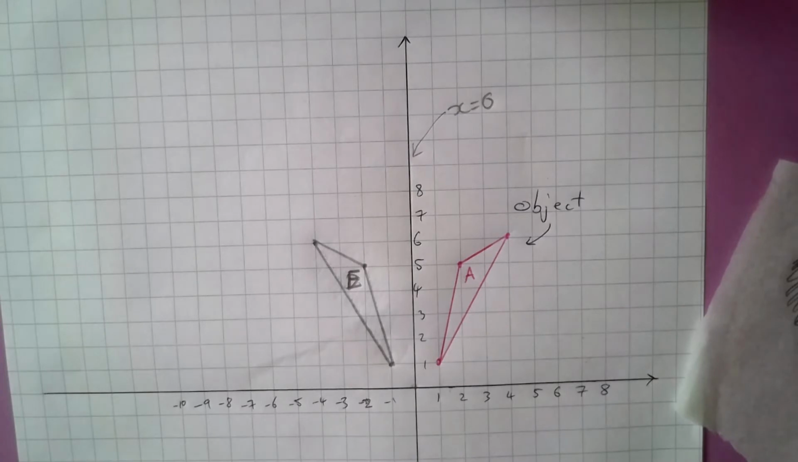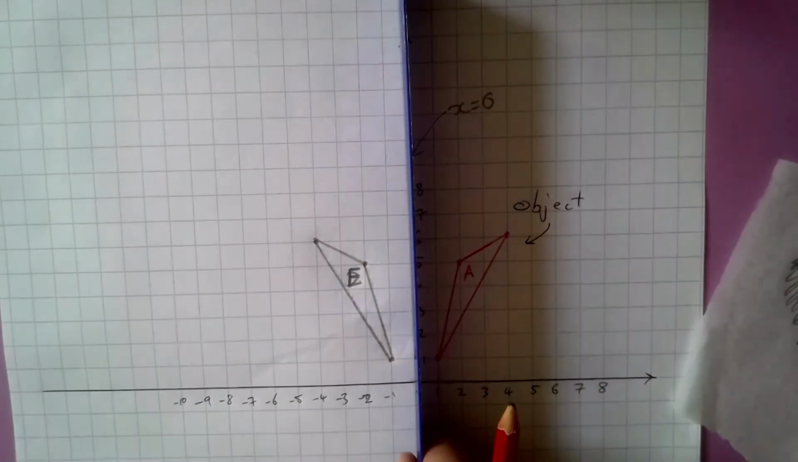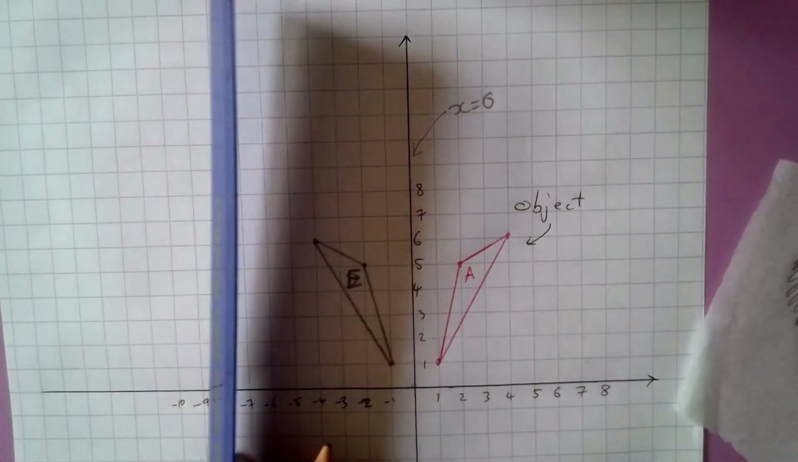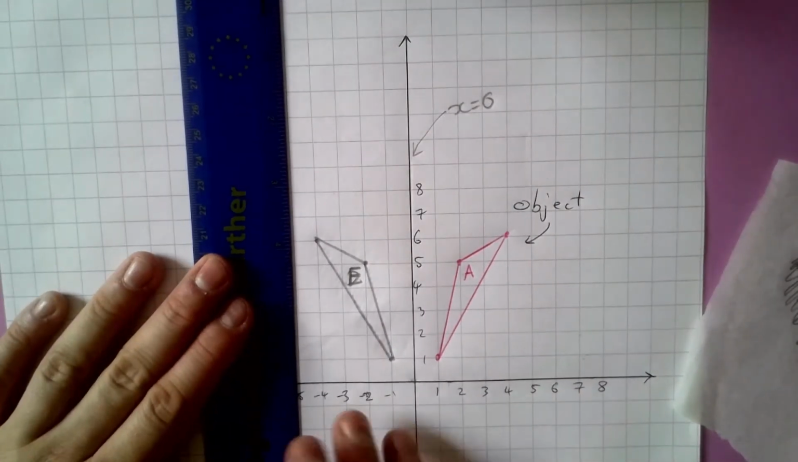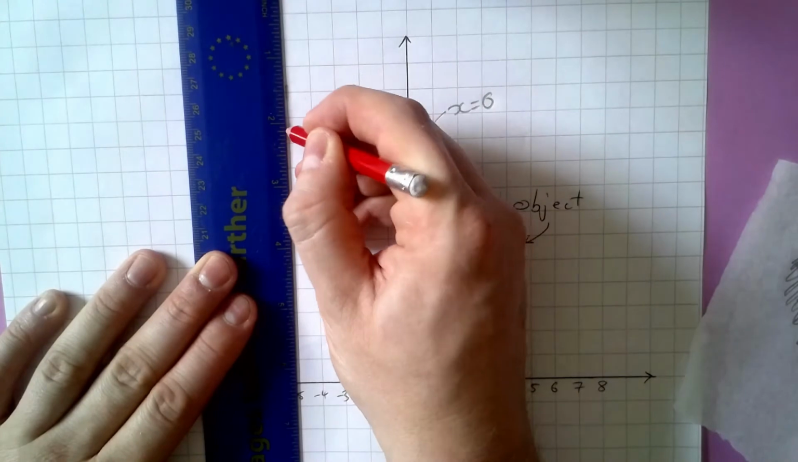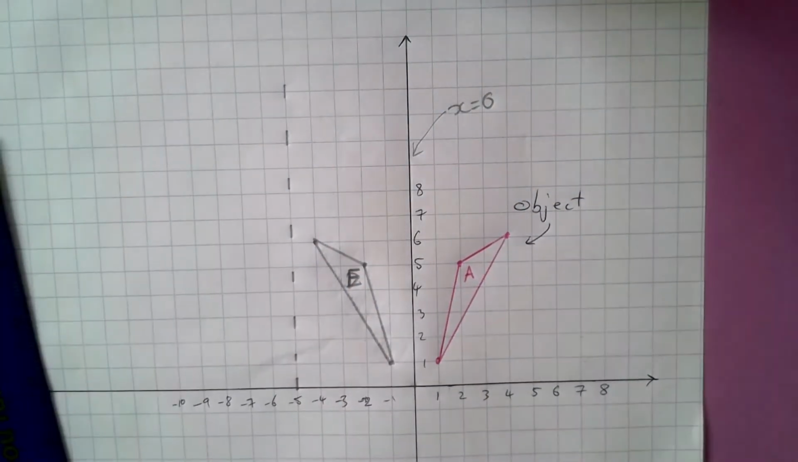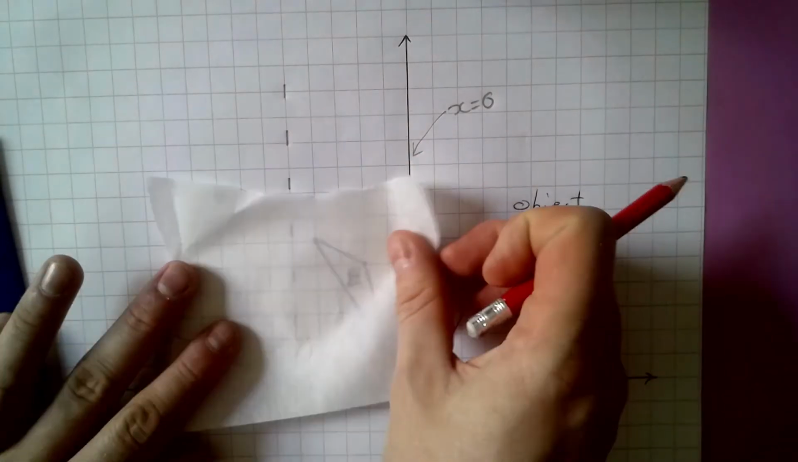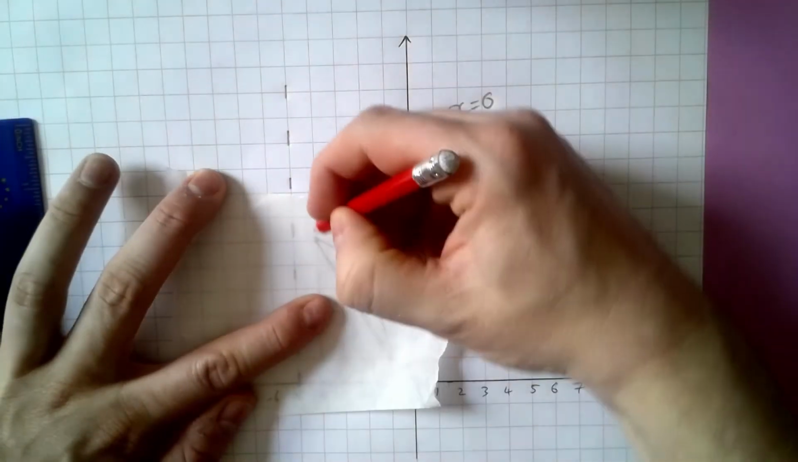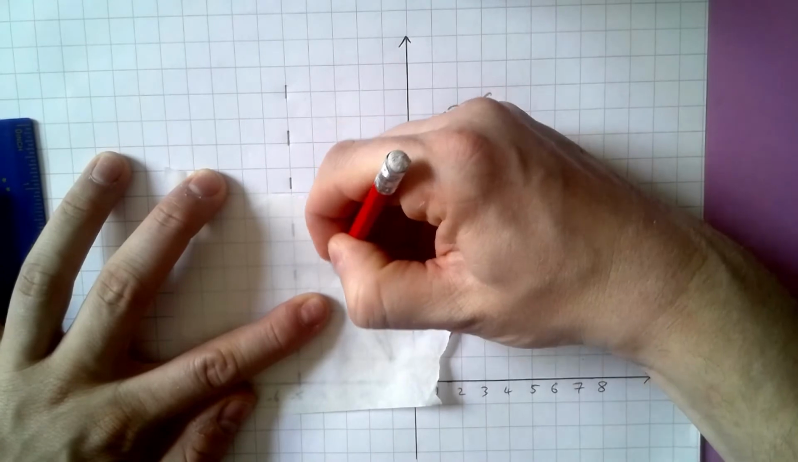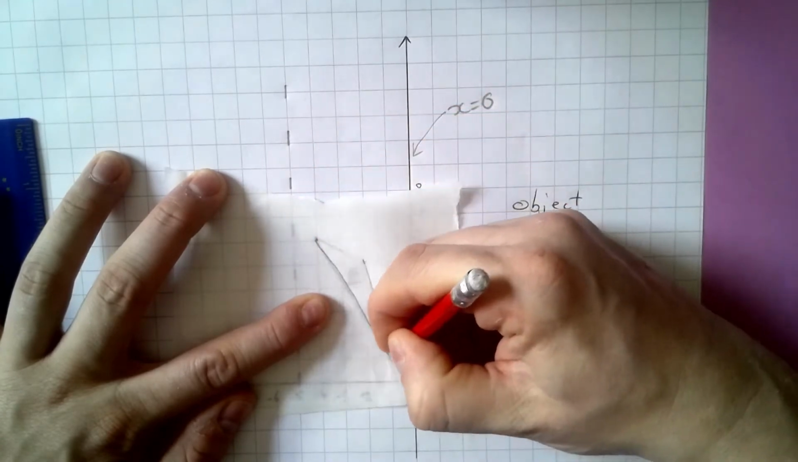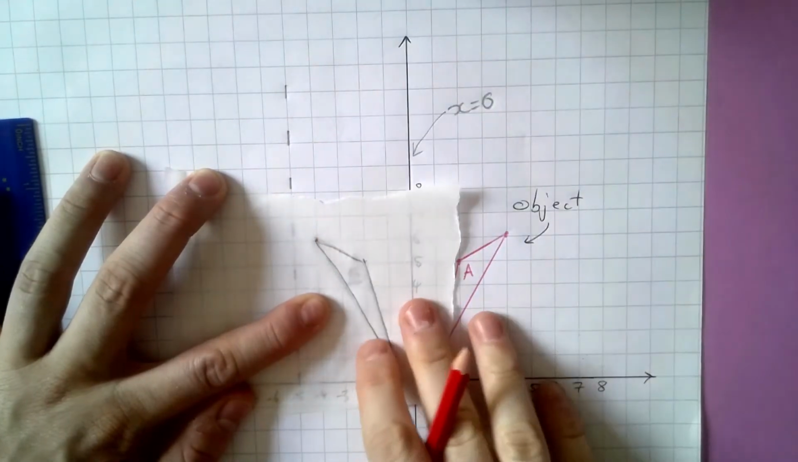Next it says the triangle E is reflected in the line x equals negative 5 to become the triangle F. So I need to find the line. So if this is x equals 0, we then have x equals minus 5 at this point. So I'm going to mark on my mirror line and then repeat the same thing. So I'm going to get my tracing paper. I'm going to, without a ruler this time, see how quick I can be.